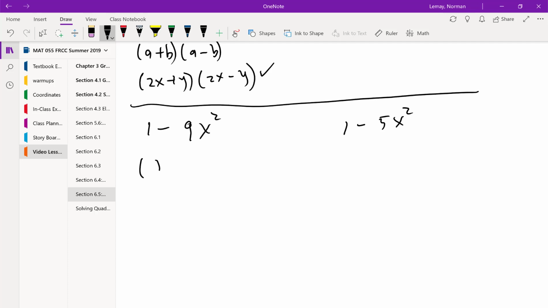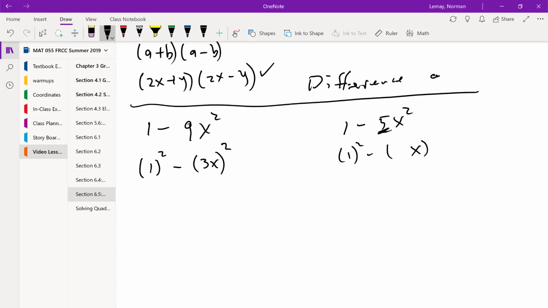So again, 1 is pretty easy. That's just going to be 1 squared minus this 9x squared, which hopefully we can see is just going to turn into 3x squared. But for this one over here, I get my 1 squared minus my x, but there's nothing to do with the 5. So this is not the difference of two perfect squares. That's what we're looking at factoring: the difference of two perfect squares.